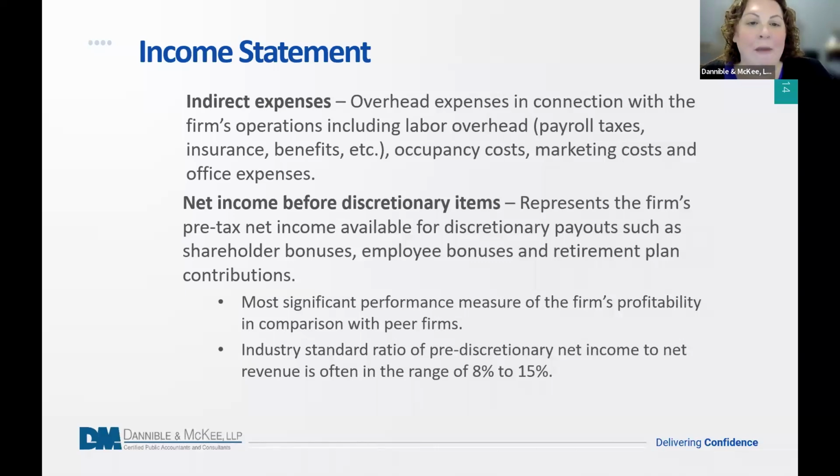And then, as I mentioned before, you want to understand what your net income is, what your profit is before discretionary items, because you may pay out bonuses to owners, etc. And you want to understand what your net income was before that. And that should be really easy to just pull right from your statement. Industry standard of a pre-discretionary net income to net revenue is really in the range of 8 to 15%.